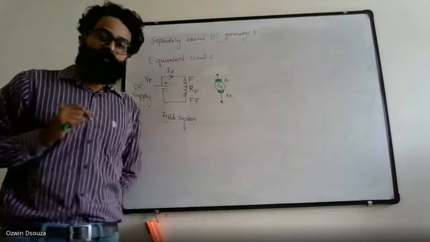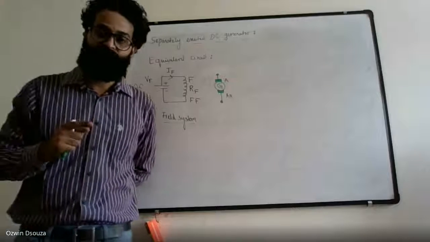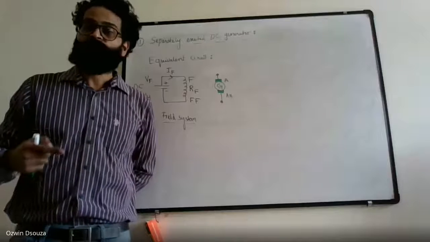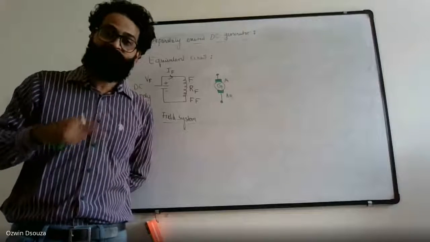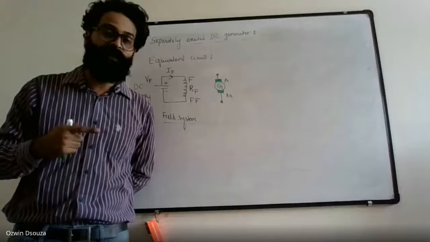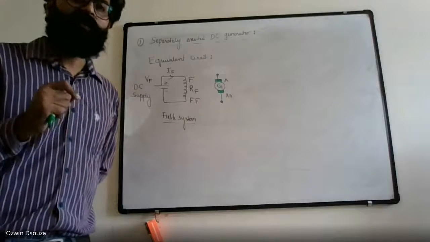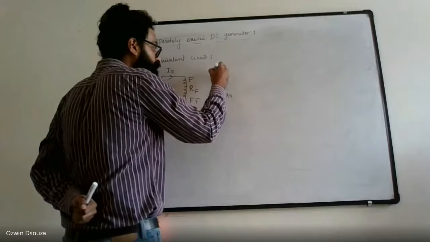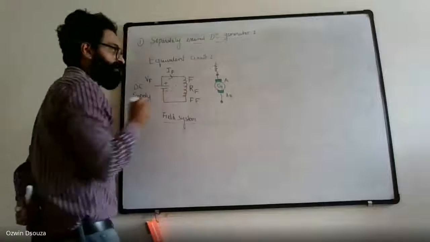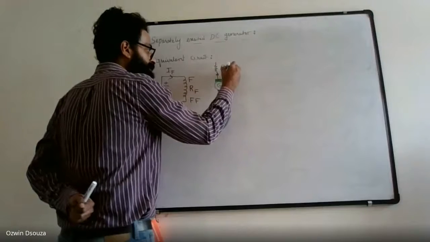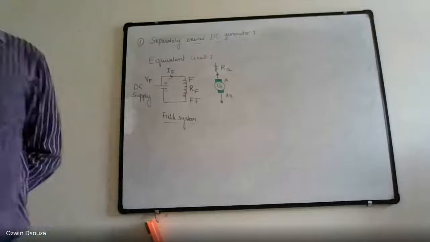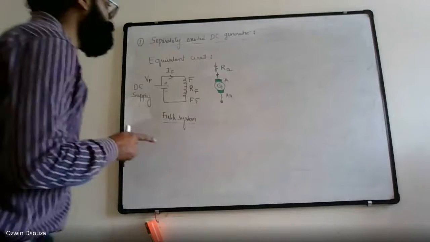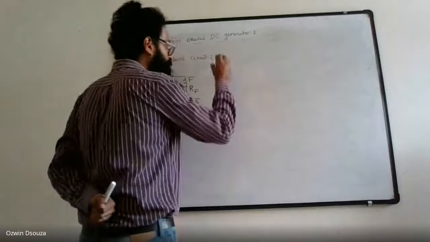Now this armature is made up of what? Conductors or windings, either lap winding or wave winding. So this armature is made up of a considerable amount of copper wire, right? So copper will possess finite resistance. So we can also show the resistance of the armature with a resistance value. And let us call this resistance RA. So RA refers to the resistance of the armature or the resistance of the armature winding.